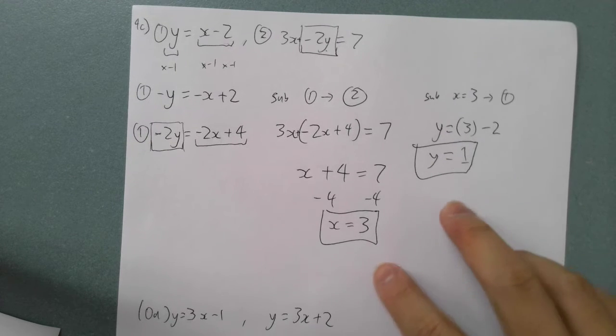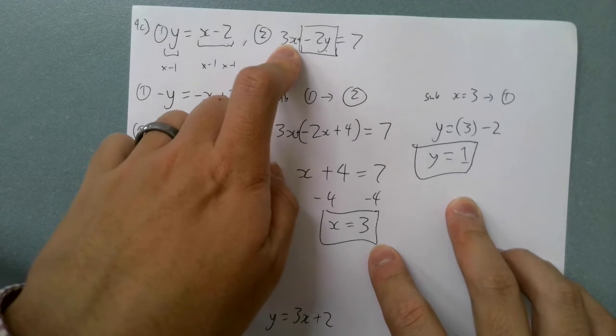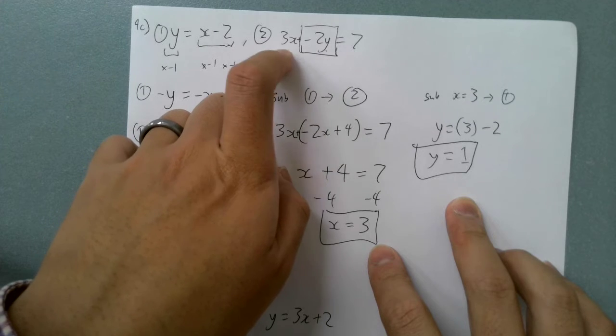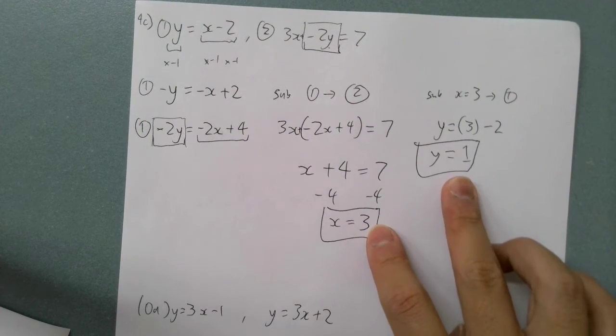We're going to just quickly check if that's true. 3 minus 2 equals 1. That's all good. And then 3 times 3, which is 9, minus 2, equals 7. And so these are my 2 points of my simultaneous equations.